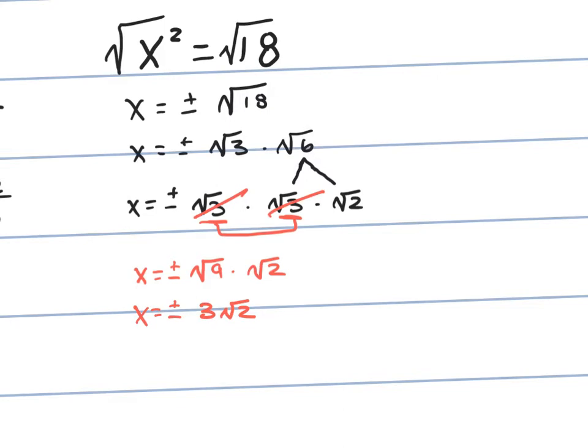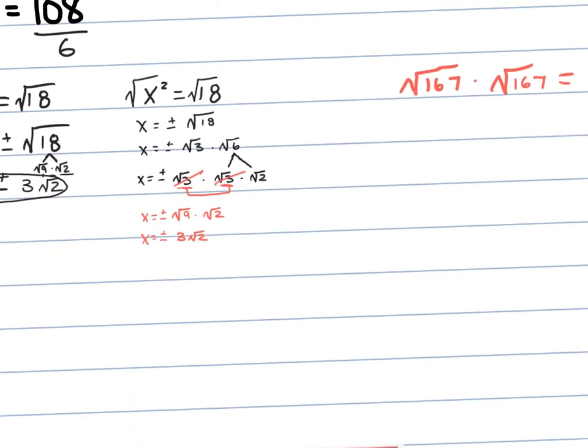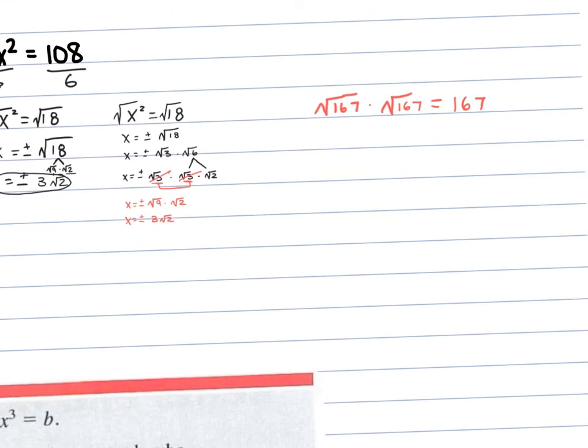Yeah. I think what you mean is, this will always be true. Check this out. The square root of 167 times the square root of 167 is 167. Notice that the square root of 3 times the square root of 3, the final answer was 3. That will be true every single time you do that.